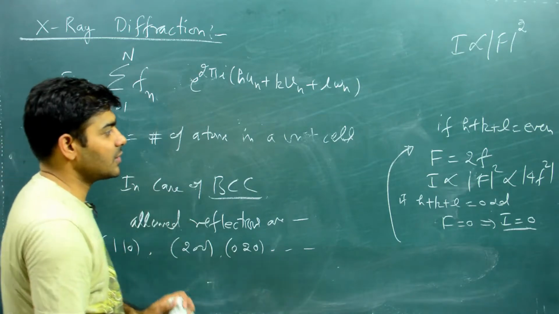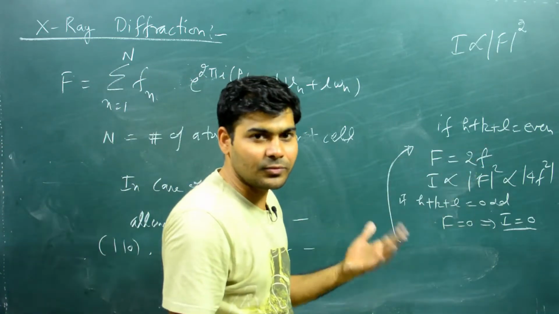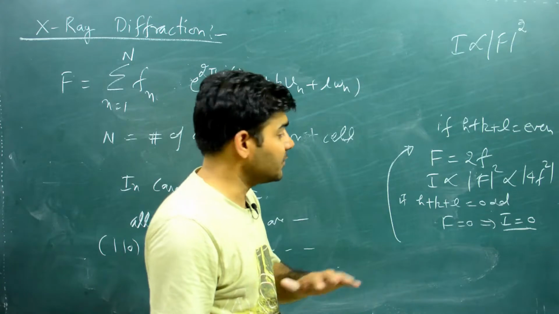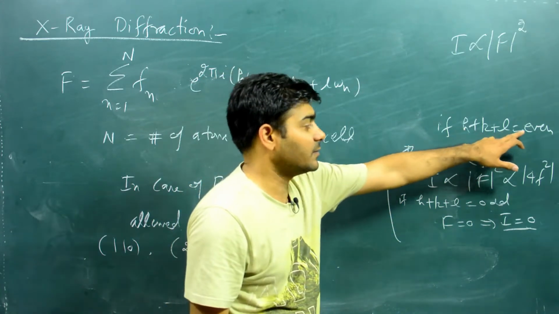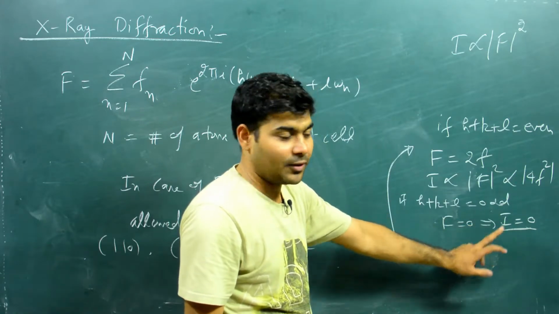1 0 0 is not allowed. In BCC, the planes with Miller indices 1 0 0 will not give you Bragg reflection, because for 1 0 0, h plus k plus l becomes odd, and odd will not give.